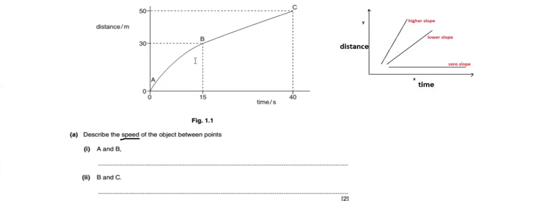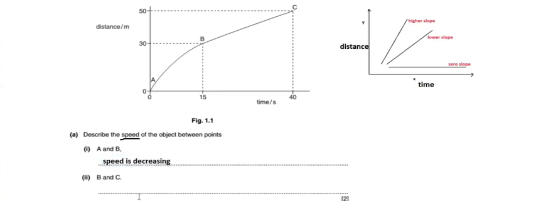So from A to B you can see the steepness of the curve is decreasing. You can see it is moving like this, and then it is moving like this. So the steepness of the curve is decreasing, and as the steepness is decreasing, we can say the slope is also decreasing from A to B. And if the slope is decreasing, the speed of the object is also decreasing. So in terms of speed we can write down from A to B, speed is decreasing.